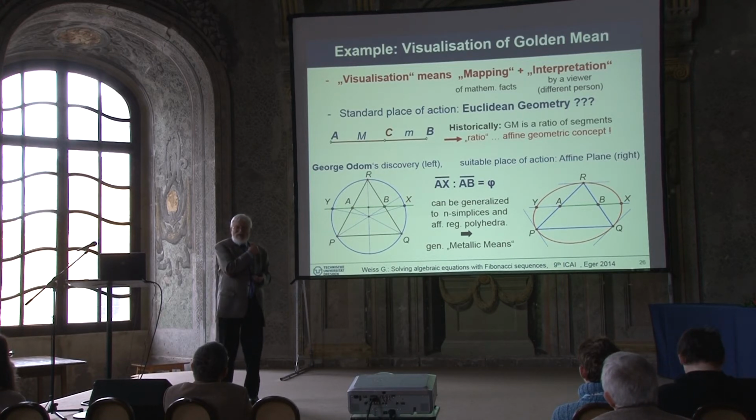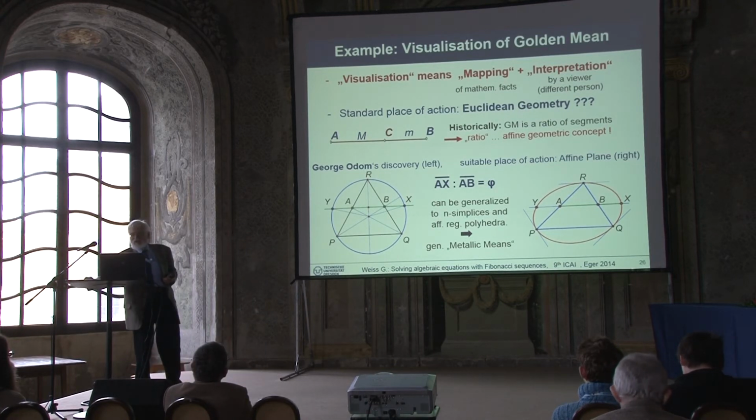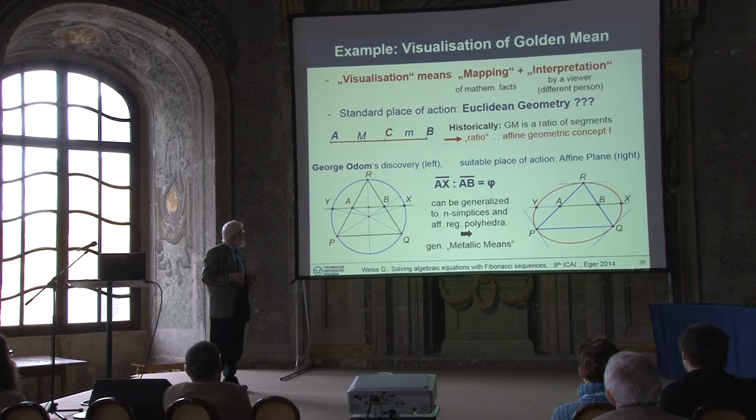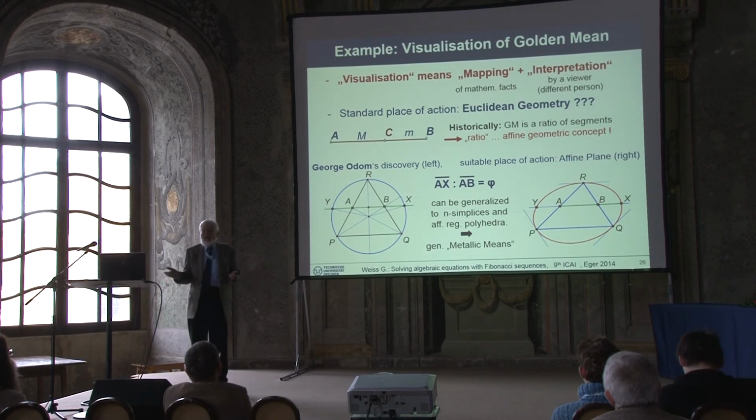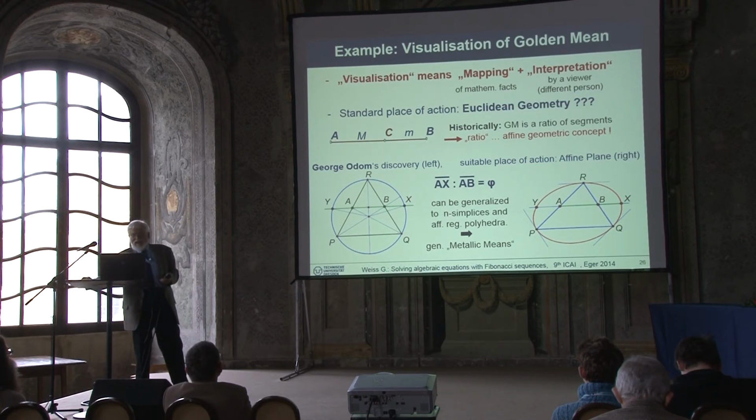Is this Euclidean figure really a good interpretation? No, it is not. It belongs to affine geometry, and you see if you make an affine transform of the left-hand side figure, you get any triangle with a special ellipse, circumellipse, and you find the golden section again here.